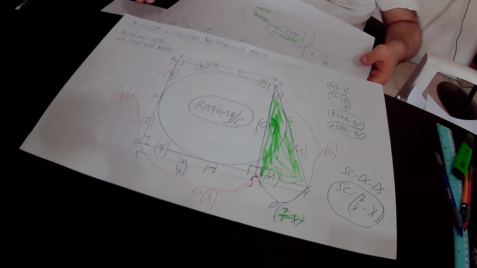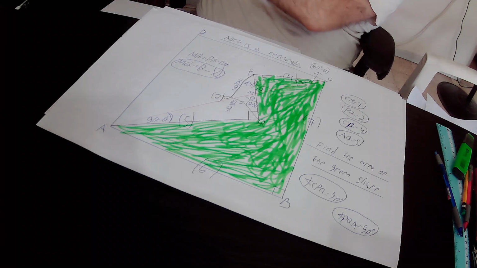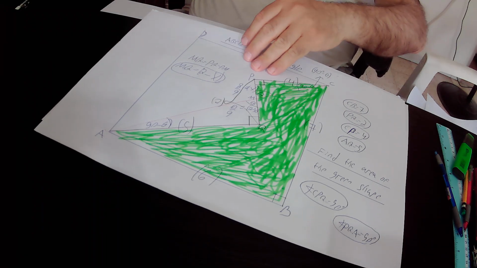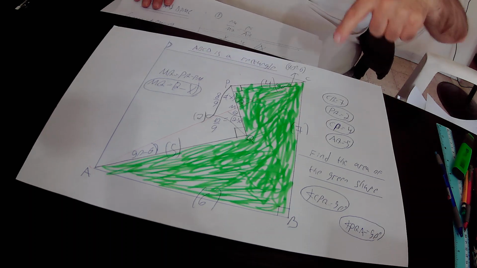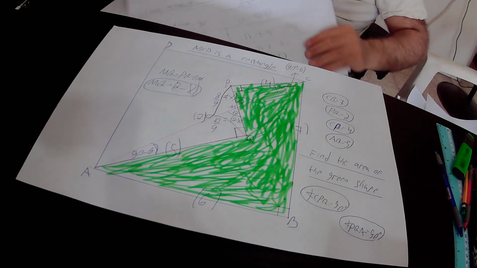In the next step, actually, I presented to you the second question. Our mission in the second question is to find out the area of this green shape.